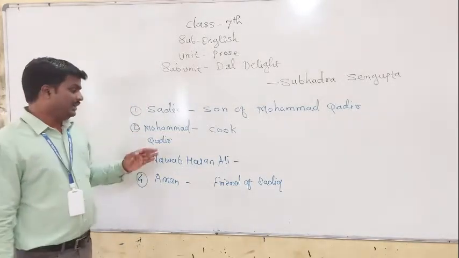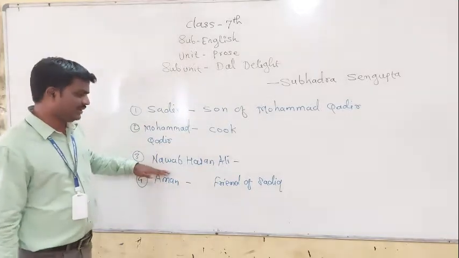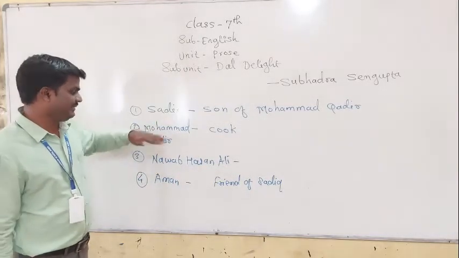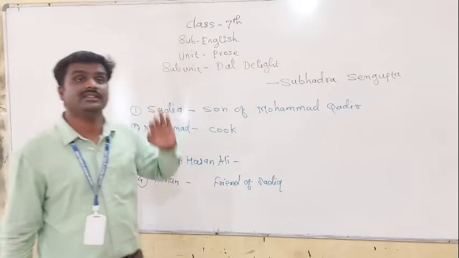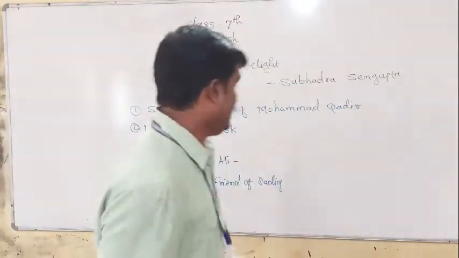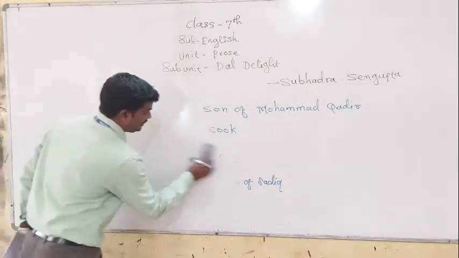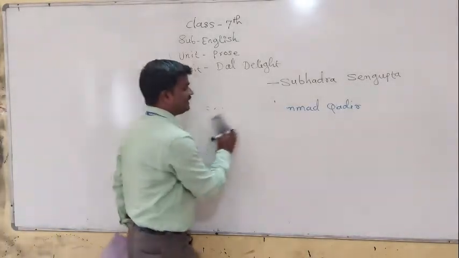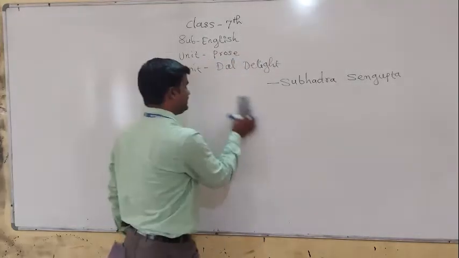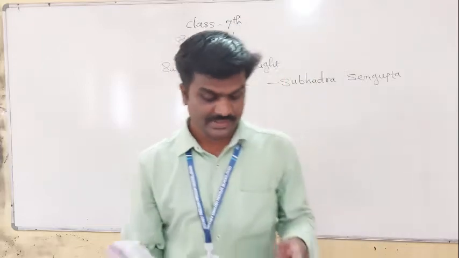This is the story. That dal gave satisfaction to Nawab Ali, as well as to Muhammad Qadir. So friends, we will discuss in detail what is given in this story. Now that you understood the characters, we will discuss in detail what the writer says. I would like to read this story line by line, so friends, we will start.